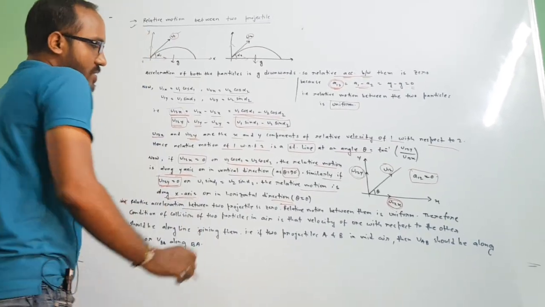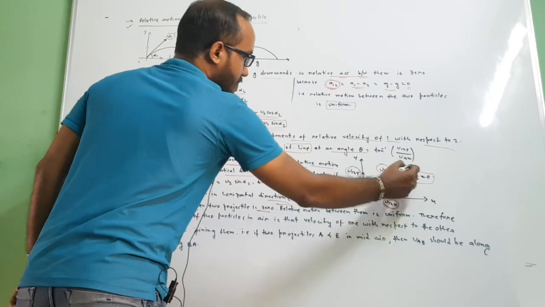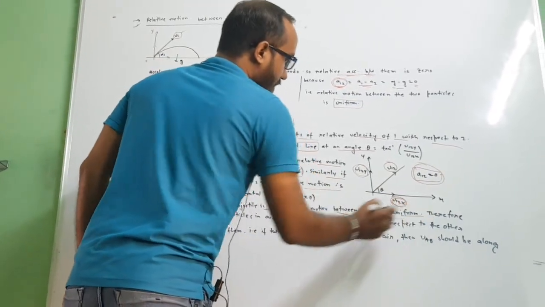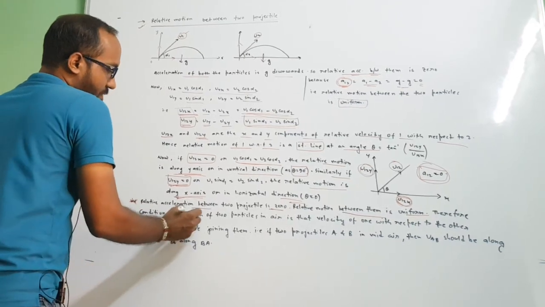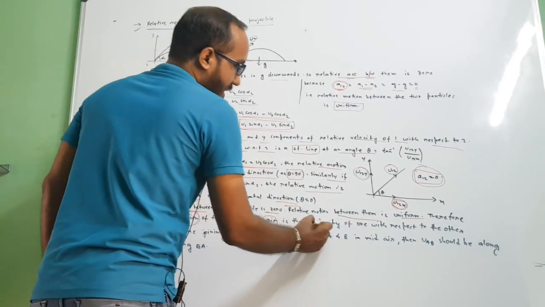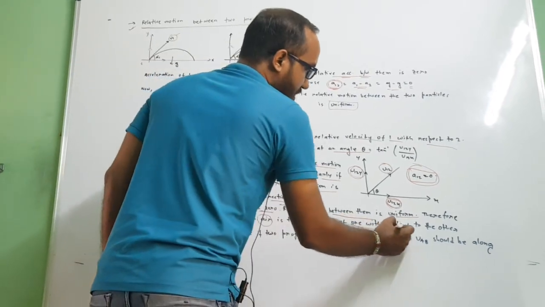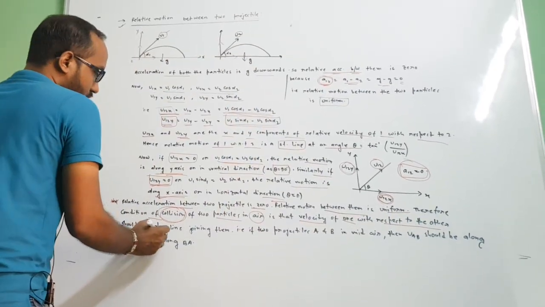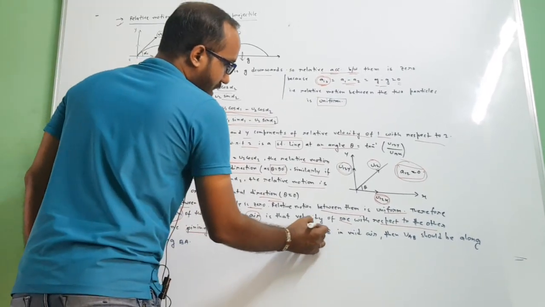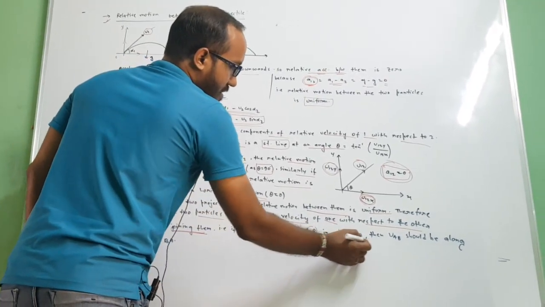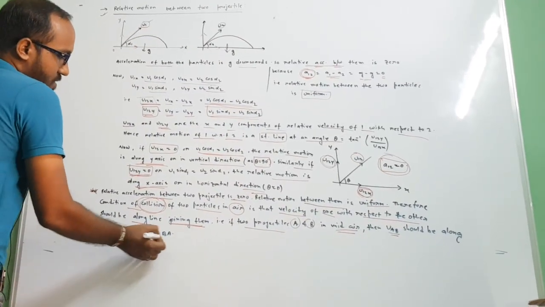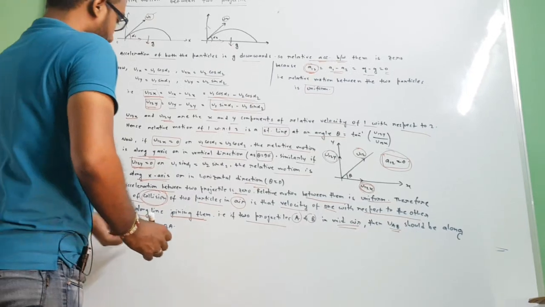Relative acceleration between two projectiles is 0. We have just proved this. u12 is constant. Relative motion between them is uniform. Therefore, condition of collision of two particles in air is that velocity of one with respect to the other should be along the line joining them. That is, for two projectiles A and B in mid-air, VAB should be along the line AB and VBA should be along the line BA.